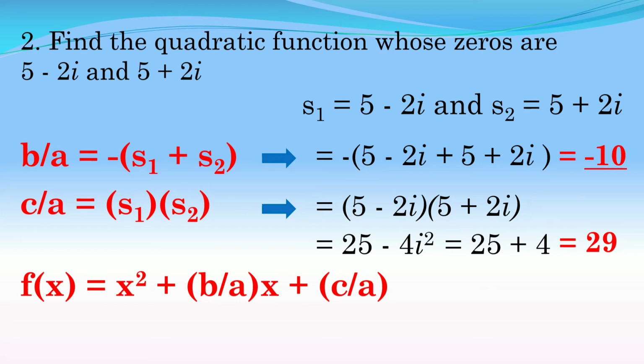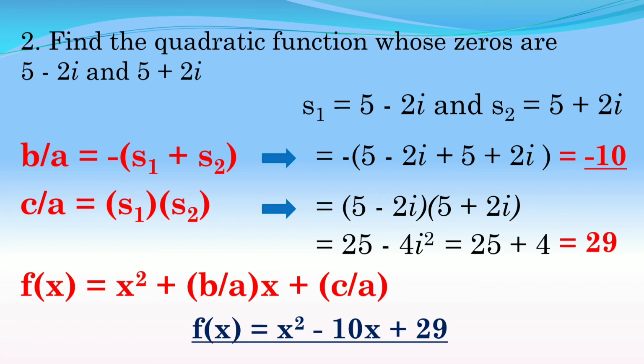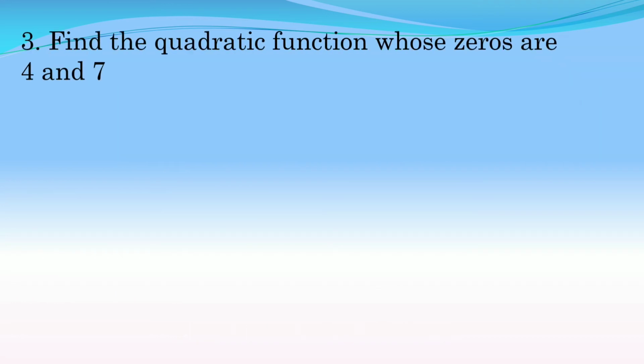So, meron na tayong b over a at c over a. So, pwede na natin siyang i-substitute sa ating quadratic function, which is f of x equals x squared minus 10x plus 29. So, yung ating sagot for number 2. And let's have number 3. Find the quadratic function whose zeros are 4 and 7.